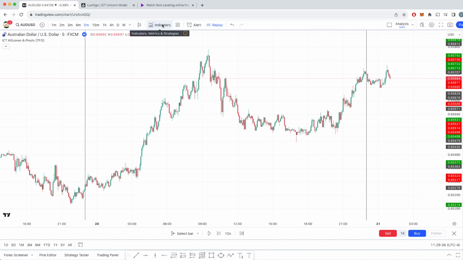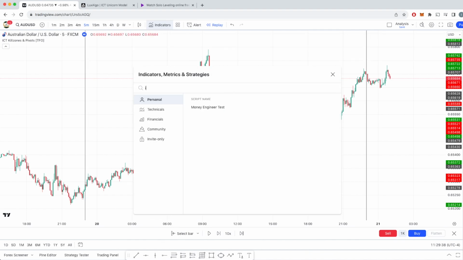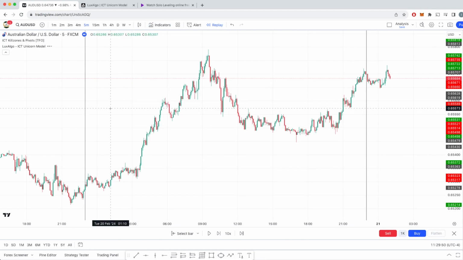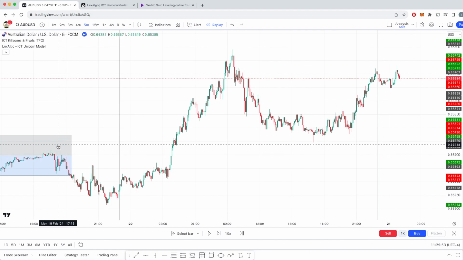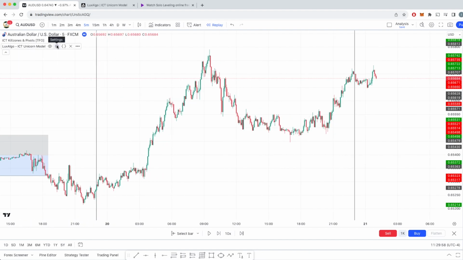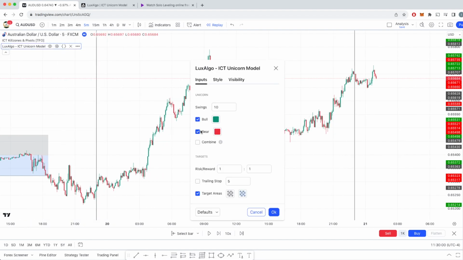Alright, so once on TradingView, just click on indicator and look for ICT Unicorn. And you'll see that the only one that pops up is this one by LuxAlgo. LuxAlgo are doing a lot of different algorithms. They're a great company, so I would choose them with this one. So you just add it. And you see that there's already one setup that appeared there. But there are some things that we need to take care of in the settings.